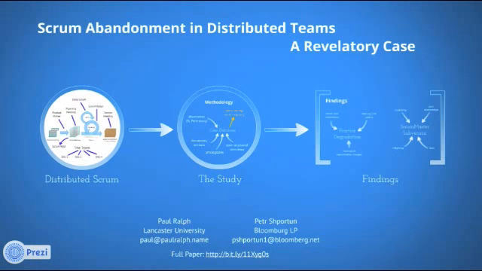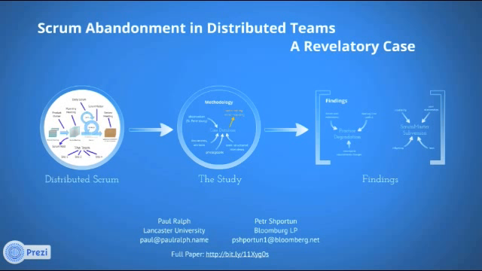Today I'm going to talk to you a little bit about Scrum abandonment in small teams. This is work with Peter Sporten, whose name I can't pronounce correctly, who was a master's student at Lancaster University and now works at Bloomberg. This is kind of what he did for his dissertation, and I thought it was pretty good, so we sent it here.